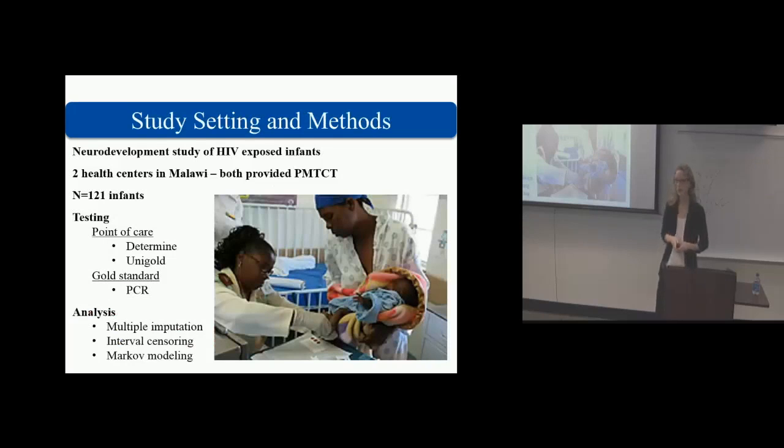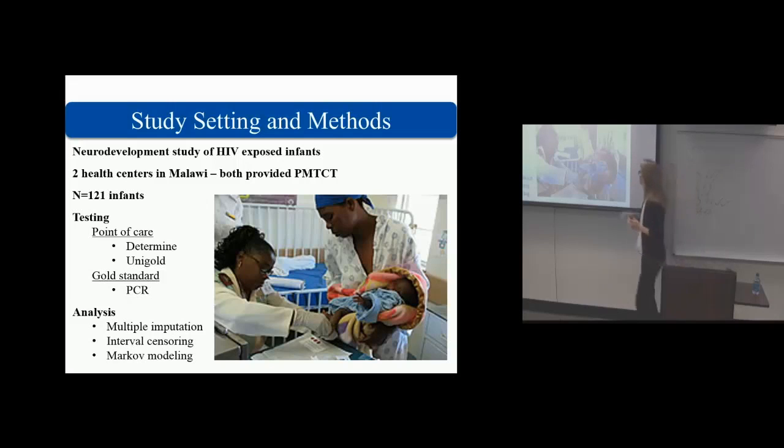So our study was part of a neurodevelopment study conducted in Malawi in 2 health centers that both provided PMTCT, most of the time at delivery or during the prenatal period. We had a sample size of 121 infants, and they were all HIV negative at 6 weeks of age. So they came in for their 6-week time point. They were HIV negative, so any infection that occurred afterward was breastfeeding associated. We asked them to come back every 3 months through 18 months, so at 3 months, 6, 9, 12, 15, and 18.